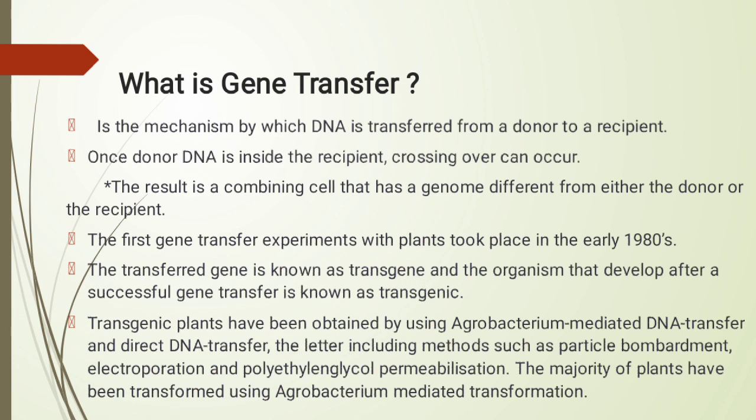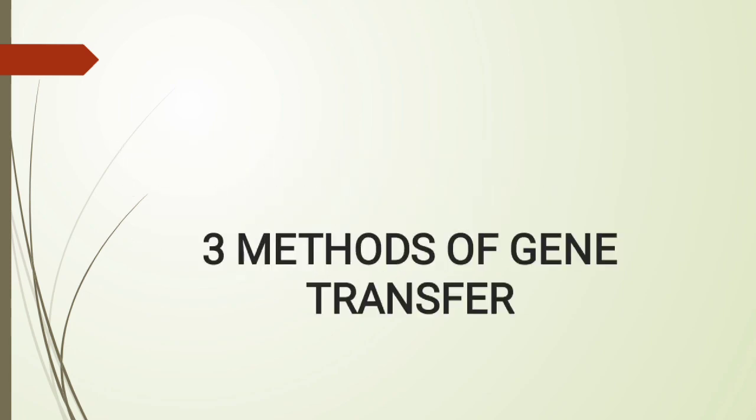Transgenic plants have been obtained by using Agrobacterium-mediated DNA transfer and direct DNA transfer, the latter including methods such as particle bombardment, electroporation, and polyethylene glycol permeabilization. The majority of plants have been transformed using Agrobacterium-mediated transformation. Gene transfer has three methods.